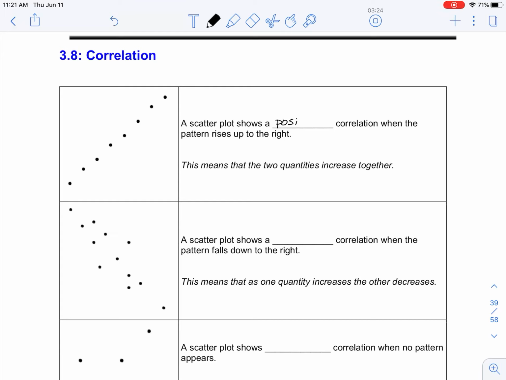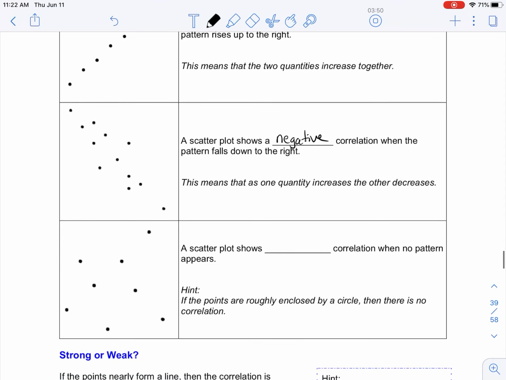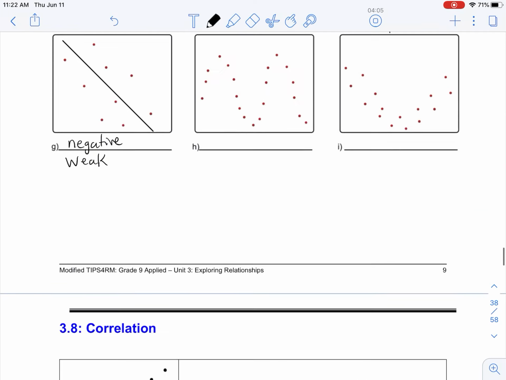So we can see here a scatter plot shows a positive correlation when the pattern rises to the right. This means that the two quantities increase together, so that would mean your independent and your dependent values are increasing together. A scatter plot shows a negative correlation when the pattern falls down to the right. This means as one quantity increases, the other decreases. And a scatter plot shows no correlation when no pattern appears. Hint, if the points are roughly enclosed in a circle, then there is no correlation.